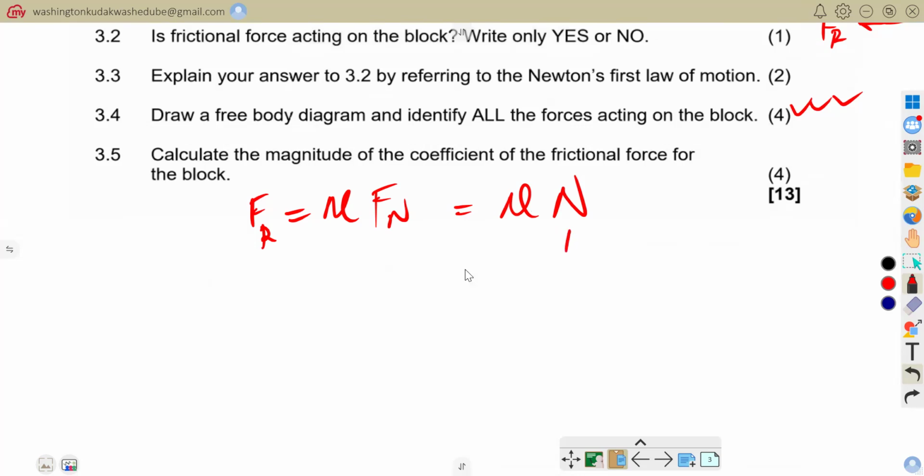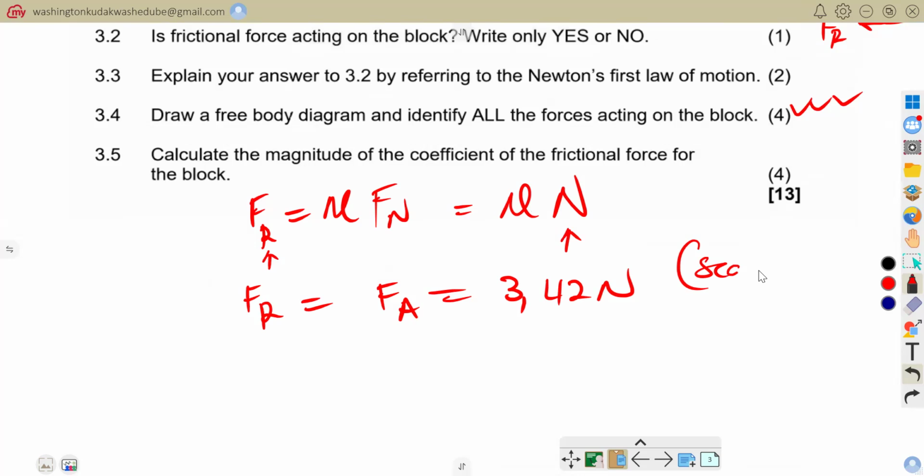So now, we are saying the frictional force is equal to the force applied, because these two are balanced. Therefore, this is equal to 3.42 newtons, which is coming from the reading of the scale. And then thereafter, we are also saying that the normal force is equal to the weight of the object, and the weight of the object is equal to the mass times the gravitational acceleration.